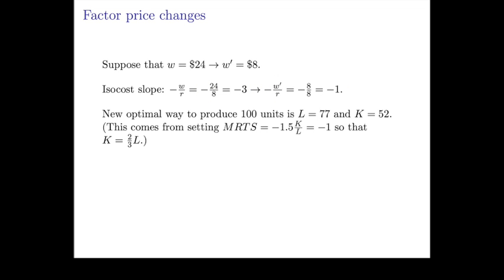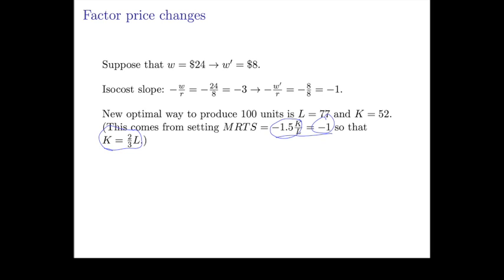So we're going to redo our exercise. What's the optimal way to produce 100 units? Well, we're going to set the marginal rate of technical substitution, remember, we calculated that to be minus 1.5 K over L. That's the slope of the isoquant. It doesn't depend on the prices, so that didn't change. We set that equal to -1, and we get the first equation now, instead of K equals 2L, it is K equals 2/3 of L.